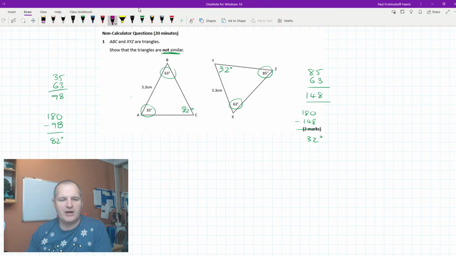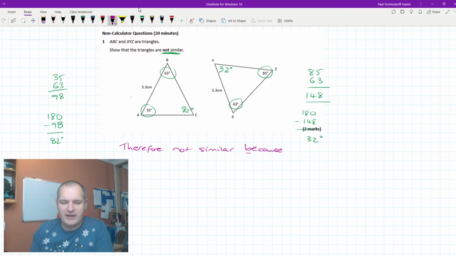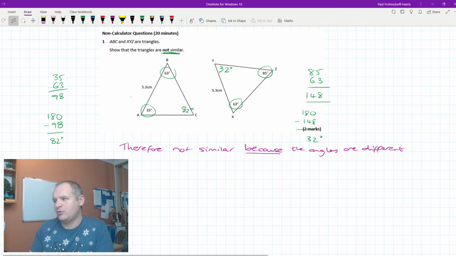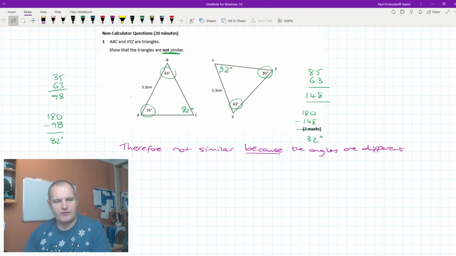We then have to summarise. So to summarise, therefore, not similar, because, and this is very important throughout here, I'll be mentioning how important it is to say that it's because of this or because of that that they're not similar. Therefore, not similar because the angles are different. And to be similar, shapes must have identical angles. So that is very important that we keep track of that. Okay? Feel free to pause after question 1, or if you're ready, come with me.